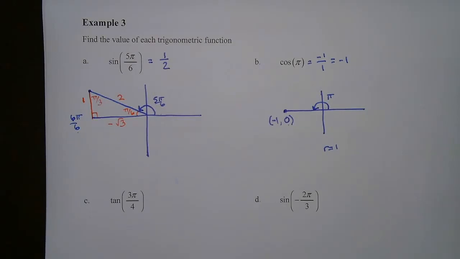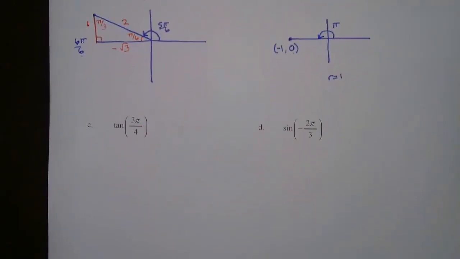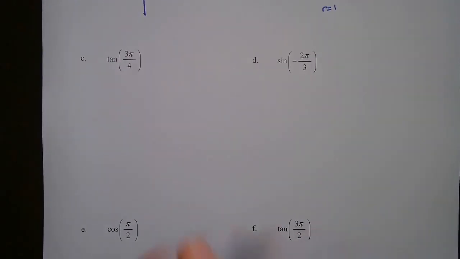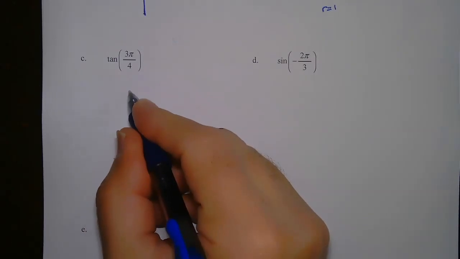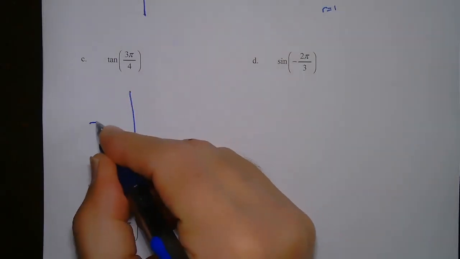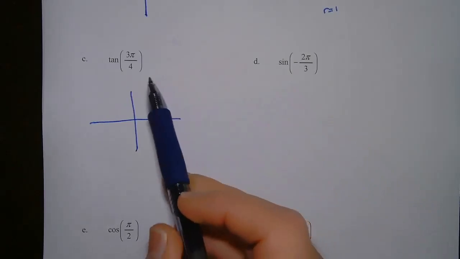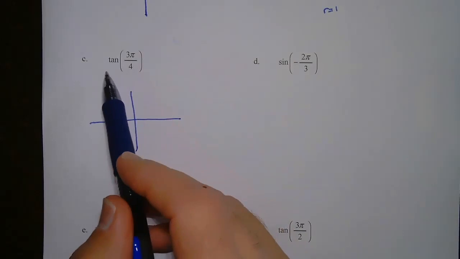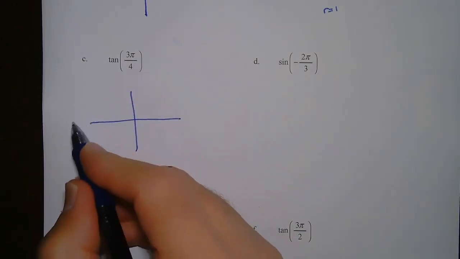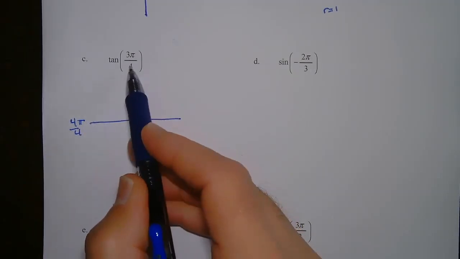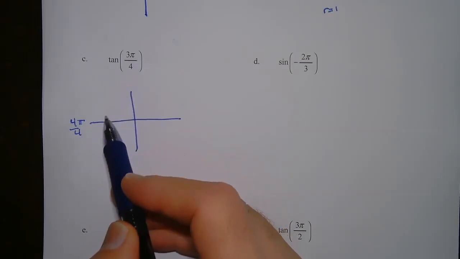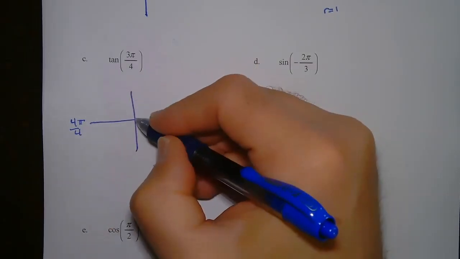Okay, all right, let's go to this next one. Tan of 3 pi over 4. So I'm going to draw a diagram. And you should draw a diagram for every single one of these homework problems when I ask you this, okay? Tan of 3 pi over 4. I know that 4 pi over 4 is right here. I only want to rotate 3 pi over 4, so 4 pi over 4 is too far. I need to back off 1 pi over 4.